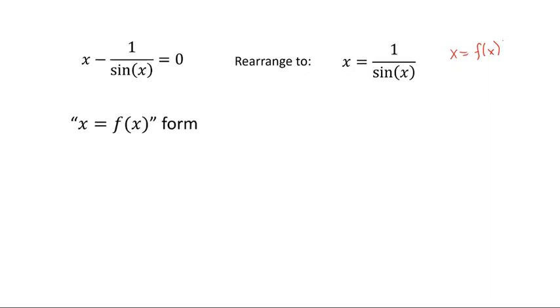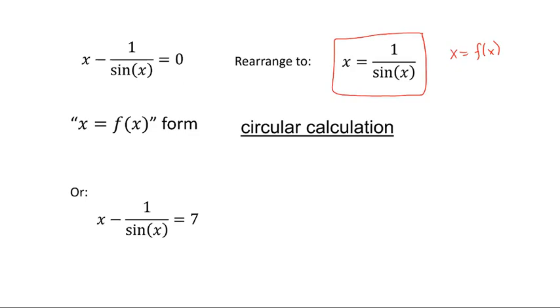So we rearrange into an x = f(x) form. That's in contrast to the f(x) = 0 type problem that we used to solve using the goal seek and solver tools. This can be solved using something known as a circular calculation, also known as iterative solving or iteration or fixed point iteration. We can also solve something like the problem shown here, where we can rearrange to another form of the equation, which is an x = f(x) problem.